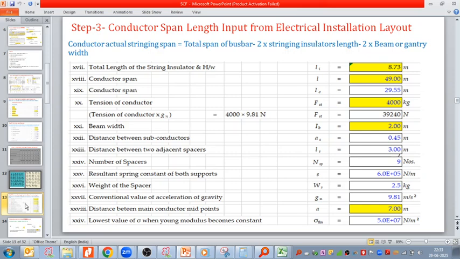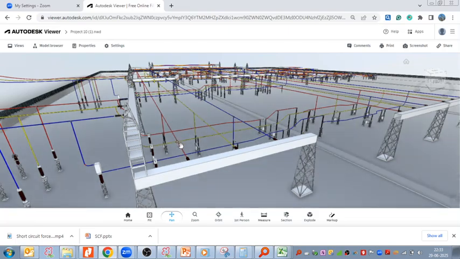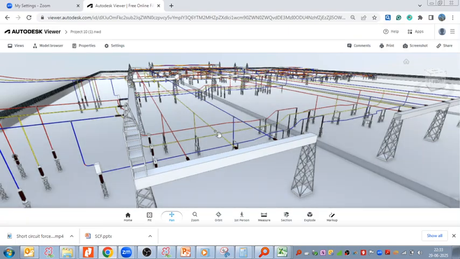Can you please tell me the distance between the main conductor and main conductor midpoints? 7 meters. The phase-to-phase spacing. Sorry, sir? Phase-to-phase spacing, R to Y, Y to B. Oh, from here to here, 7 meter. Or you can say from here to here, 7 meter.